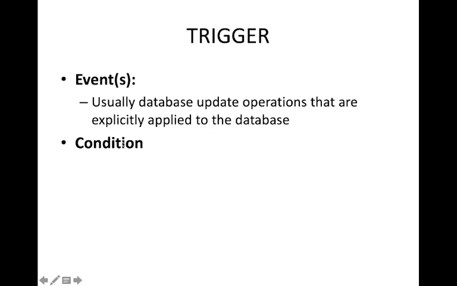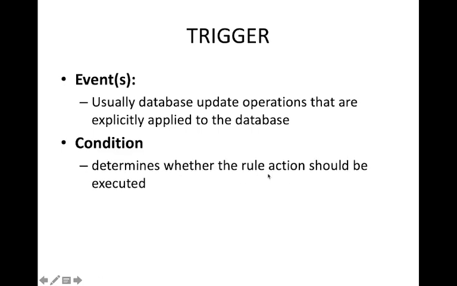Then there will be a condition also. This condition determines whether the rule action should be executed. Once the triggering has occurred, we can have an optional condition that can be evaluated. If no condition is specified, the action will be executed, whatever the action is.